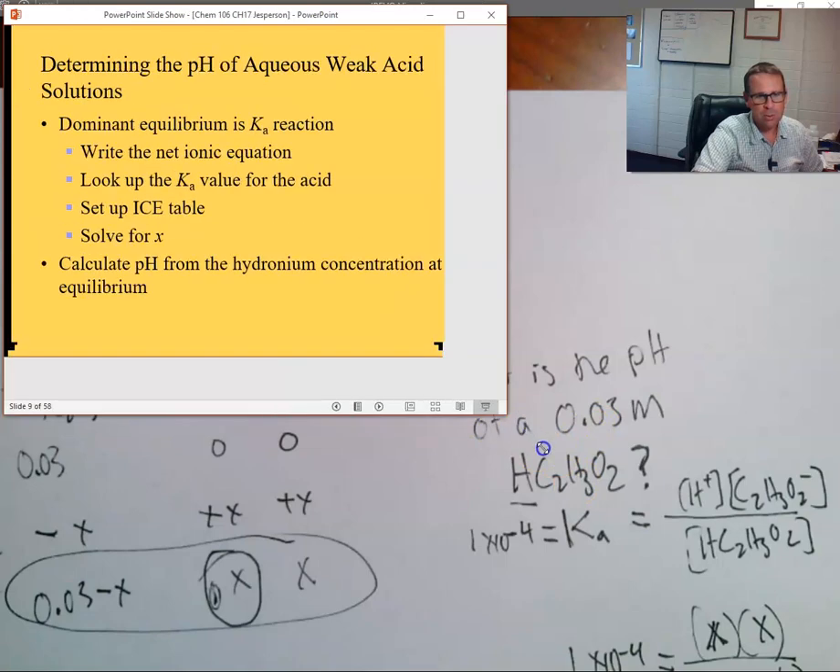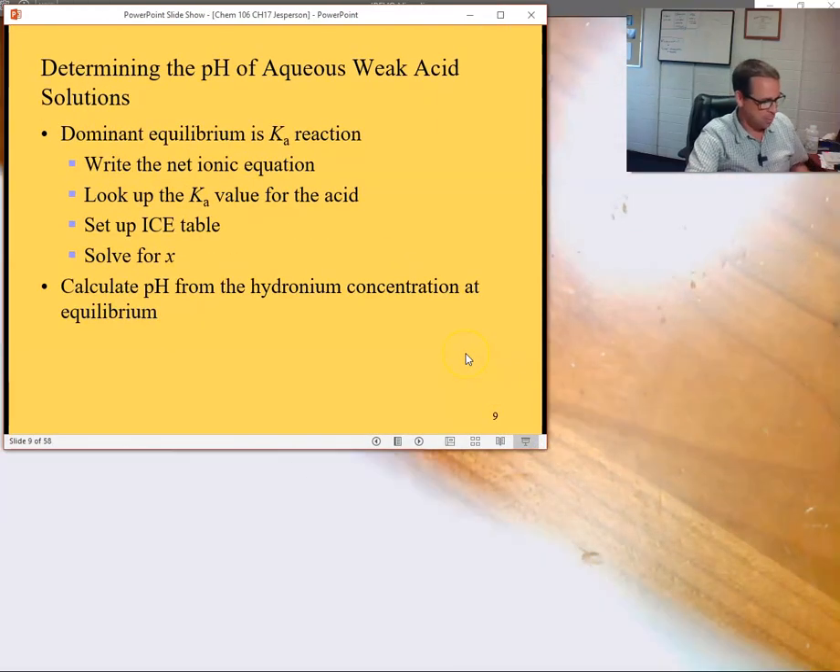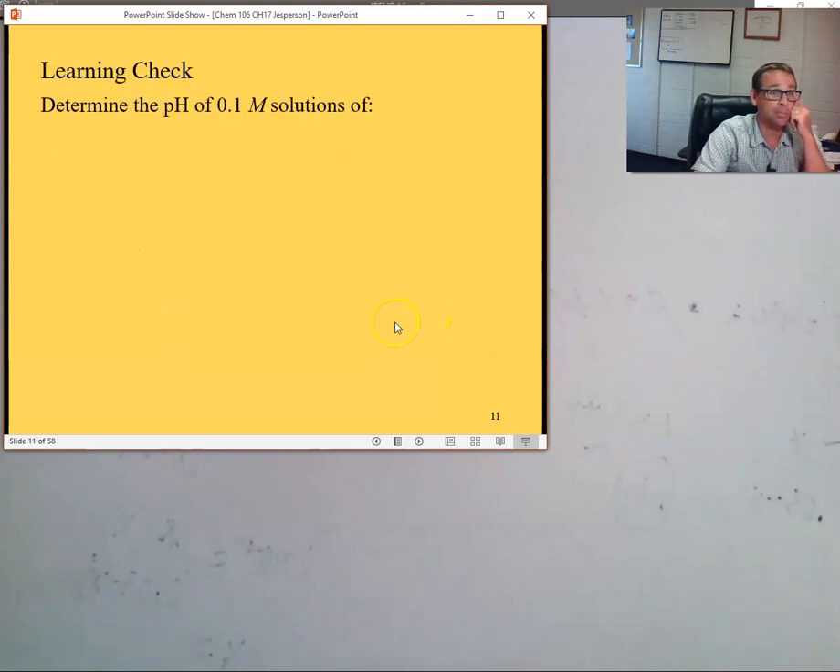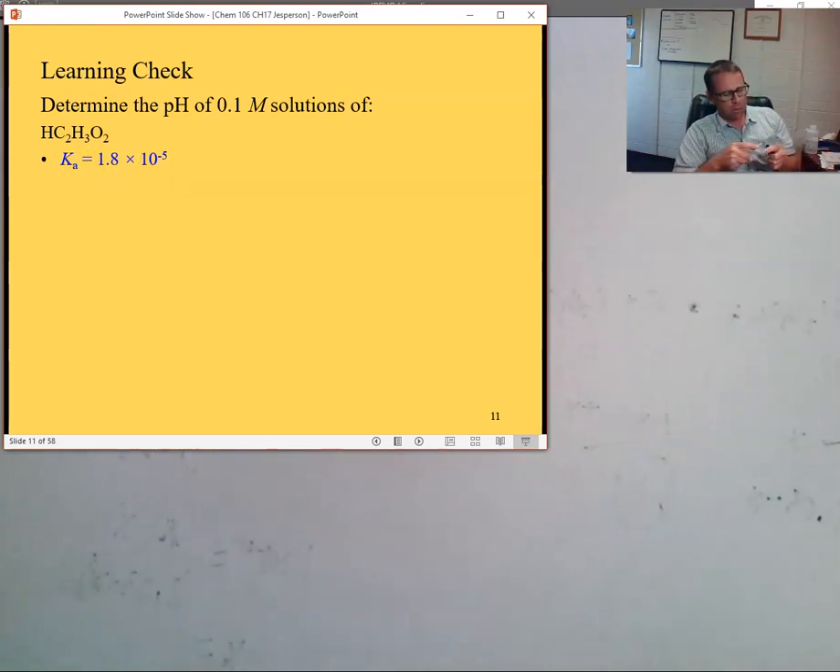Okay, so that was the first introduction. Not really. You guys have kind of done this already a little bit, but we'll practice it now. Here it is, 0.1 molar solution of this acid with a Ka of 1.8 times 10 to the minus 5. Okay? So, did you follow that last example, Brielle? How are we going to approach this problem here?